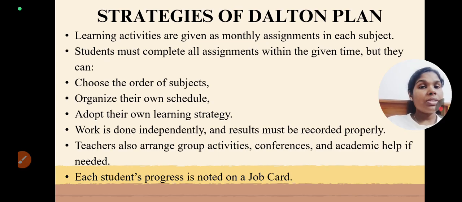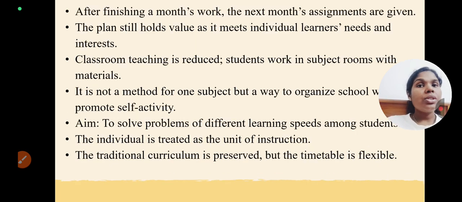These teachers will also arrange group activities, conferences, and academic help if needed. Each student's progress is noted on a job card. After finishing a month's work, the next month's assignments are given. The plan still holds value as it meets the individual learner's needs and interests.